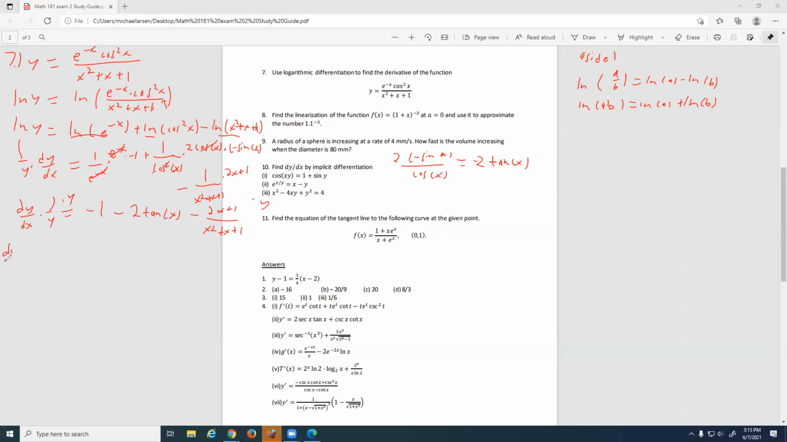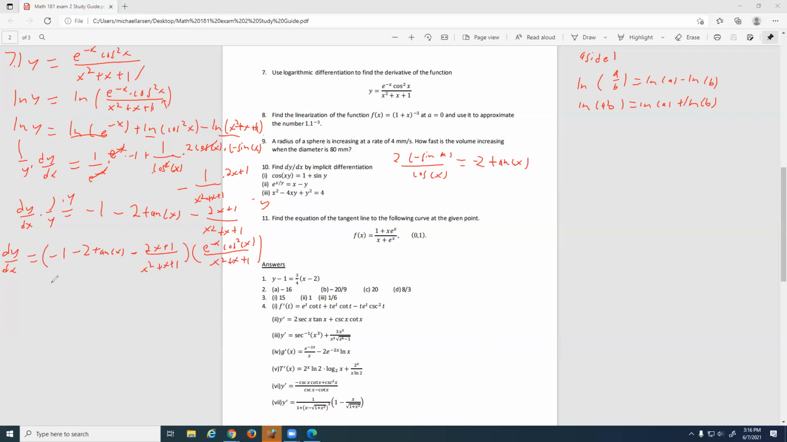To finish it off, we're just going to multiply both sides by y. So we'll get dy dx is equal to, in parentheses, -1 minus 2 tangent of x minus 2x plus 1 over x squared plus x plus 1, times our original y, which was this. So e to the minus x, cosine squared x, my bad, all divided by x squared plus x plus 1. And from there, the rest of simplifying is just algebra.